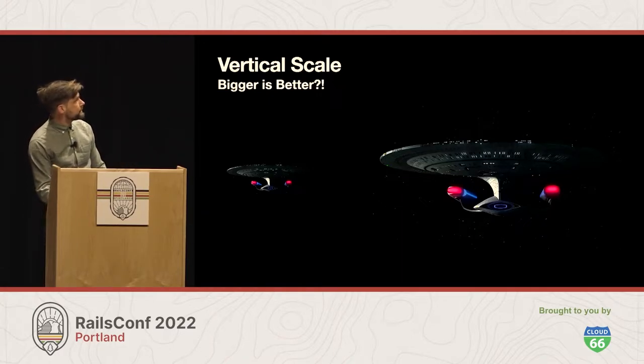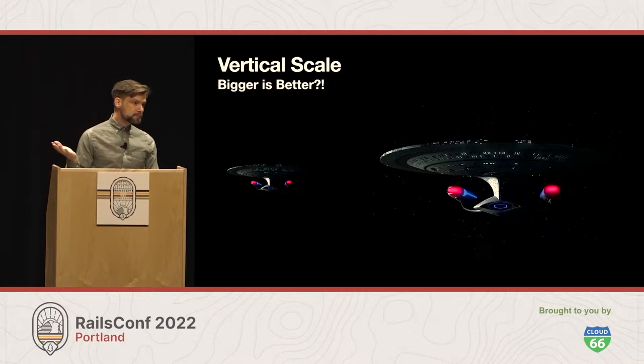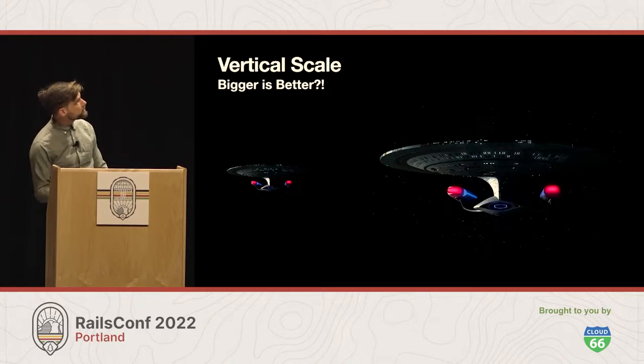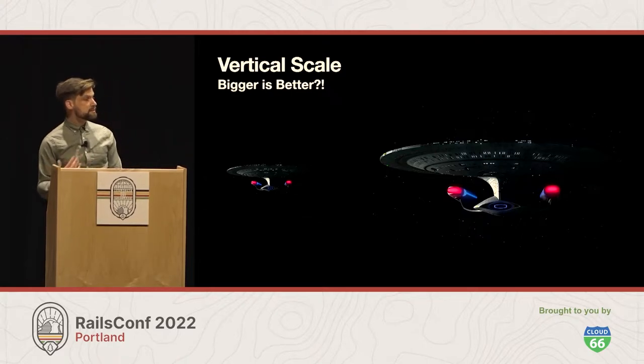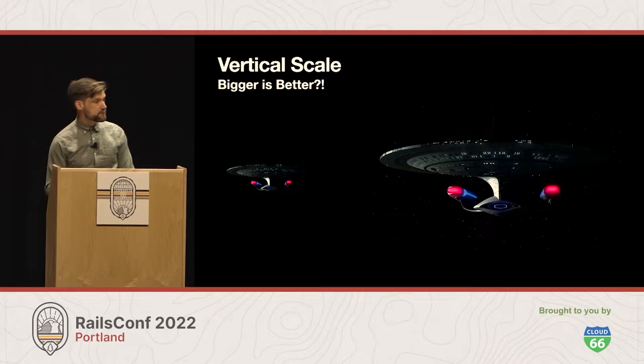Vertical scale, right? Just bigger. A transporter with more pads, a ship with more transporters. You can think of this like a server with more CPU cores. So the little ship on the left, maybe it has 4 transporters. The big ship on the right, maybe it has 8, maybe it has 64.